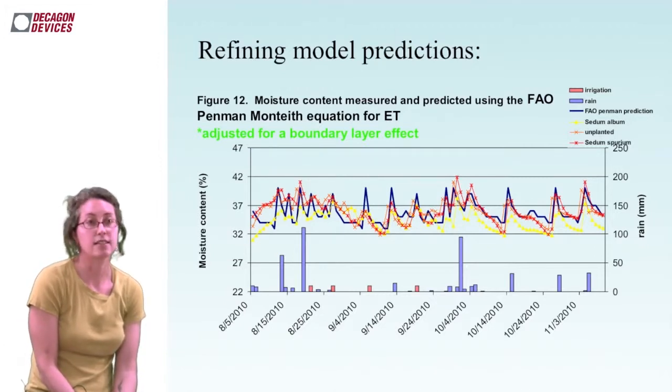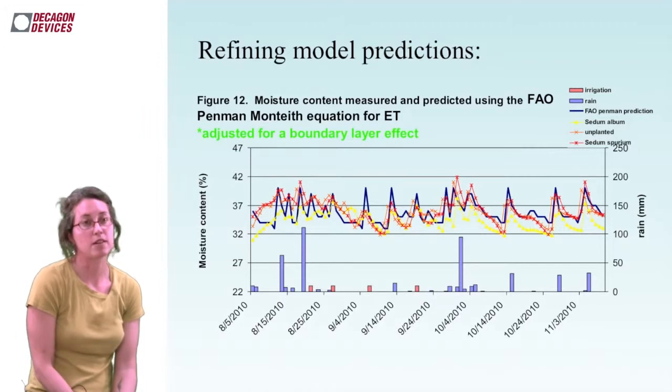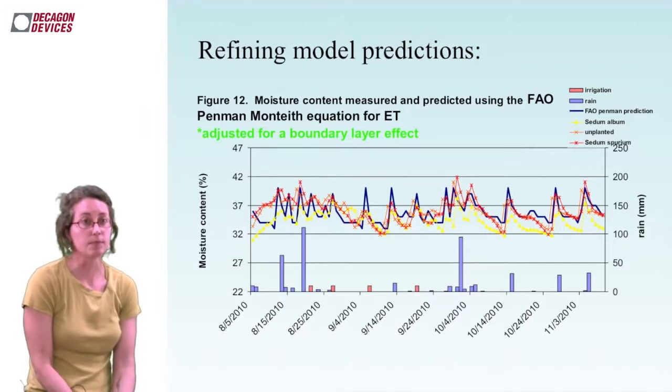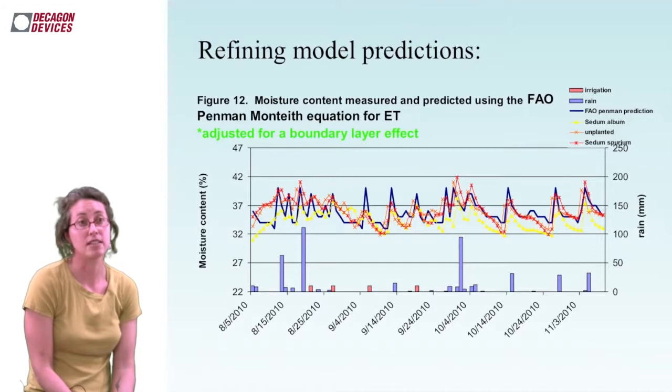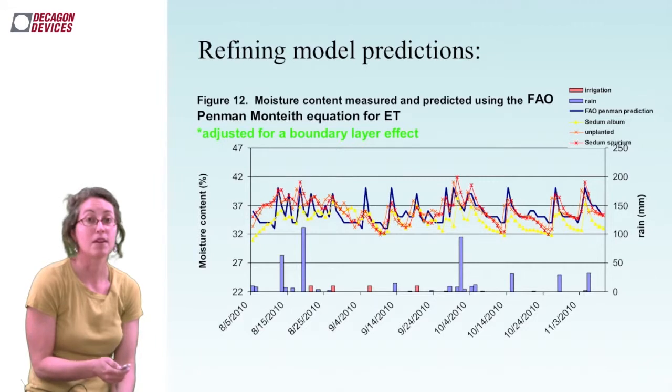And I neglected to mention, I think what's really responsible for us being able to predict that is the equation that we chose for evapotranspiration, and that was the FAO version of the Penman-Monteith equation. I'd be happy to answer any questions or get in touch with people about the details of how we put this model all together. But suffice it to say, this was a pretty good first stab at predicting moisture content, and we're going to be continuing to refine this model and validate it for other green roofs.